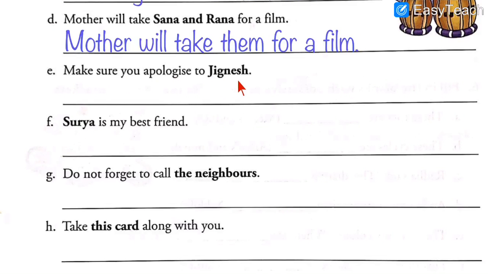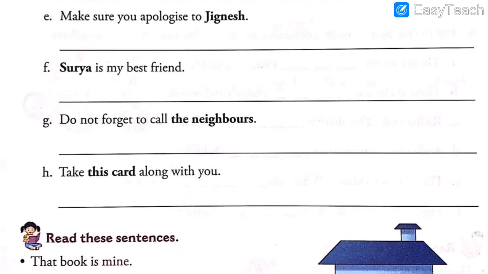Make sure you apologize to Jignesh. Now Jignesh is the name of a boy. We can either write he or we can write him. So what question should we ask? Who or whom? Let's read again. Make sure you apologize. Apologize means to say sorry. When you do something wrong, you must apologize. So make sure you apologize to whom?